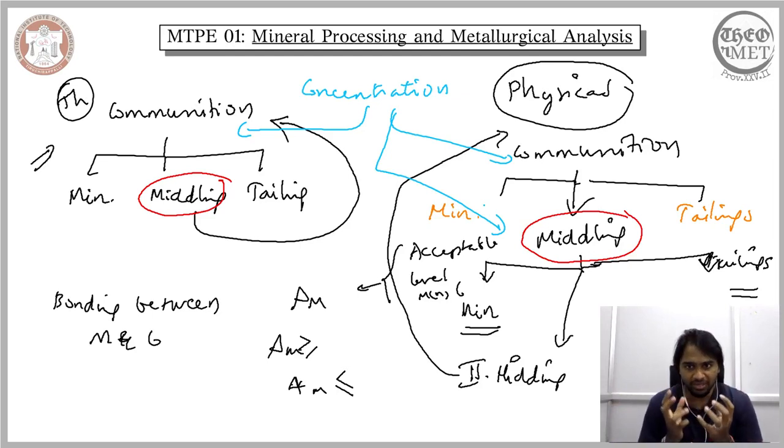When you talk about a technical definition of concentration, it separates the free mineral particles, or close to free mineral particles, from middlings and tailings. Essentially, you are increasing the concentration of the mineral in the set of particles that we have. So the description of concentration is the process of separating the free mineral particles or close to free mineral particles from middlings and tailings.